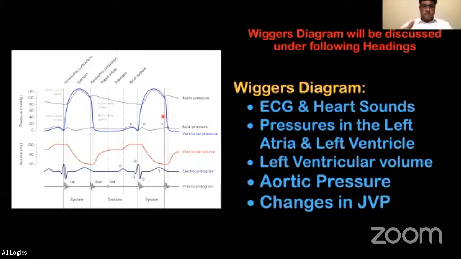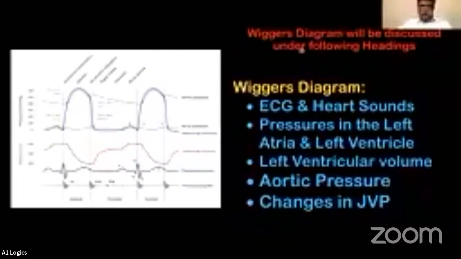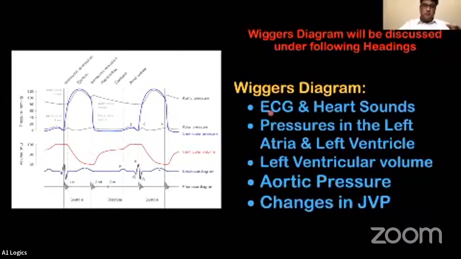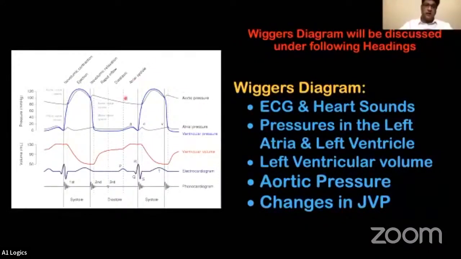Now, in today's discussion, whenever we're describing pressure changes or volume changes in the left ventricle, this is the sequence that I'll be following. For example, if I'm discussing atrial systole, I will first discuss where atrial systole starts and where it ends, what happens, what the ECG findings are in atrial systole, and what heart sounds, if at all there are any, we could hear.